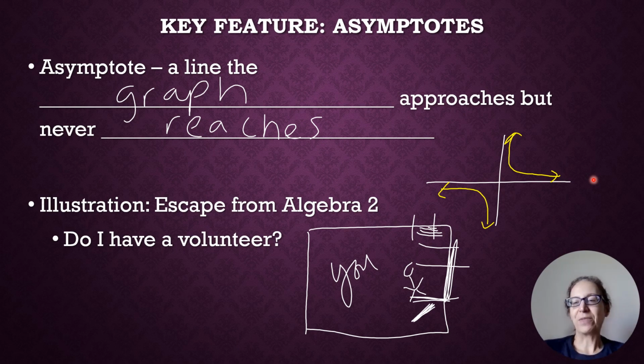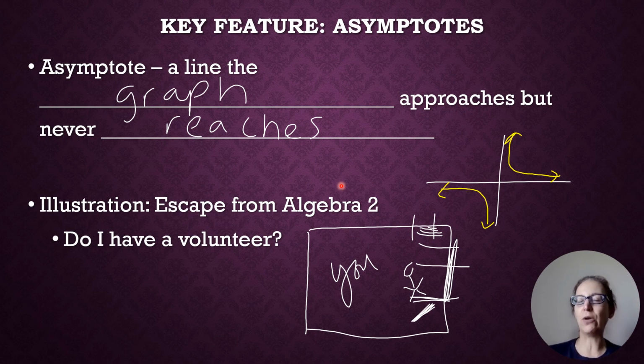None of us will ever get out. But that's the idea, okay? And we have what's here called a vertical asymptote, meaning the graph is getting closer and closer to the y-axis, but it never actually reaches the y-axis. So the point of today's lesson is to introduce what an asymptote is, what it looks like, and then how it relates to this very simple function called a reciprocal function.